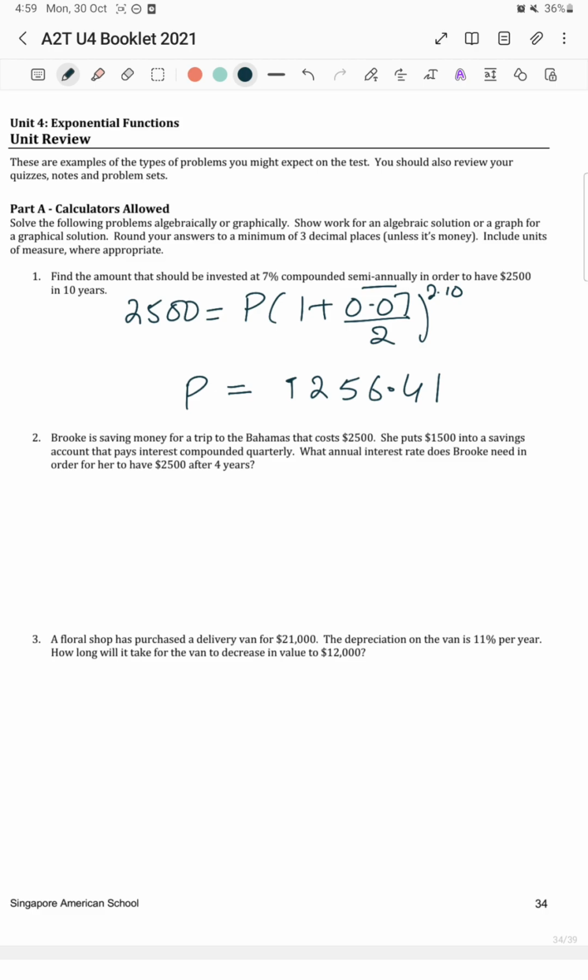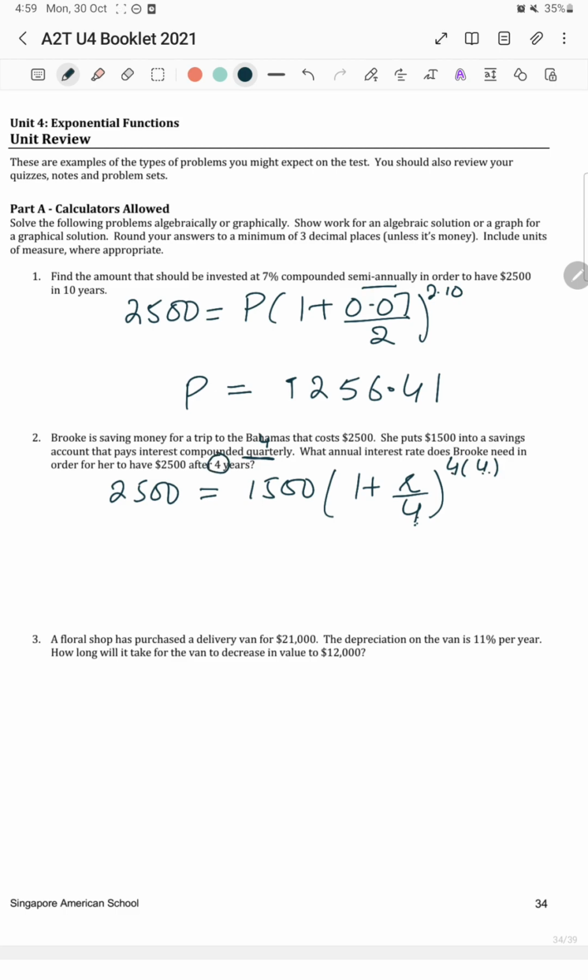Brock is saving money for a trip to the Bahamas that costs $2,500. She put $1,500 into a savings account that pays interest compounded quarterly. So it is 2,500. Why am I using this 4? Because the interest is compounded quarterly. So it's quarterly, therefore I'm using 4 over here. And 4 into 4 because it's 4 years.